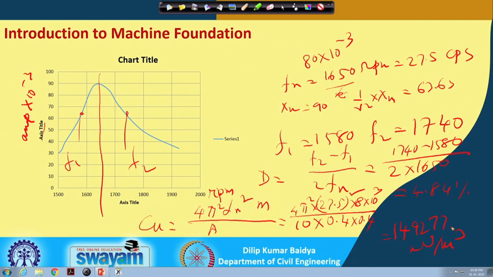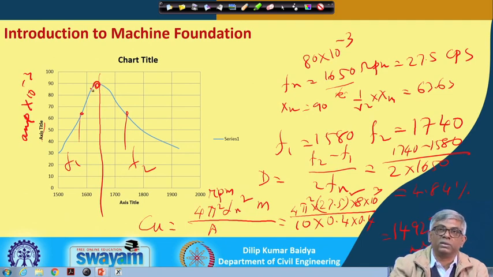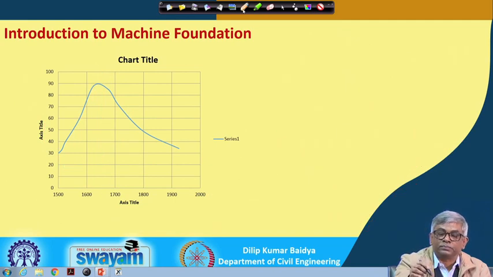For finding the damping I can do another way, that is, from the peak amplitude I can find the damping. So that is another way of finding damping. Whatever was asked as per the IS code I have done. Now, let me do the other part.